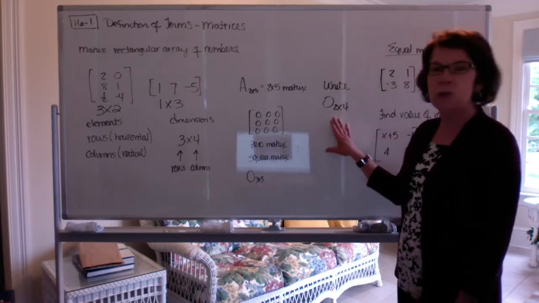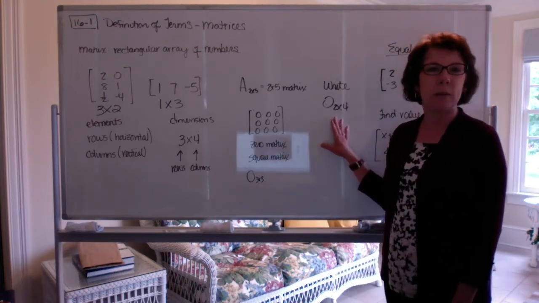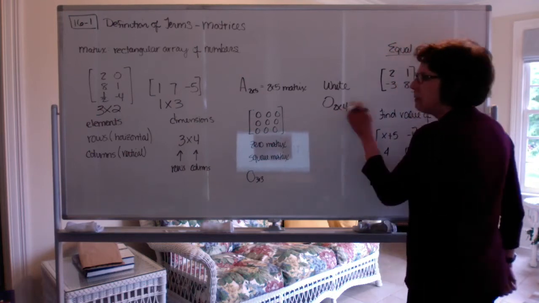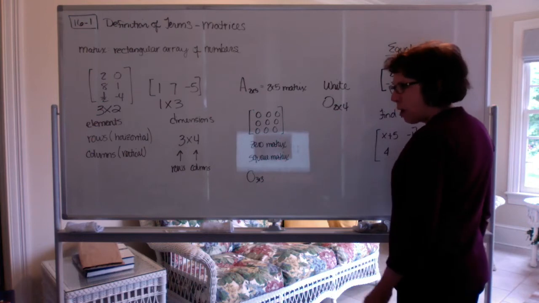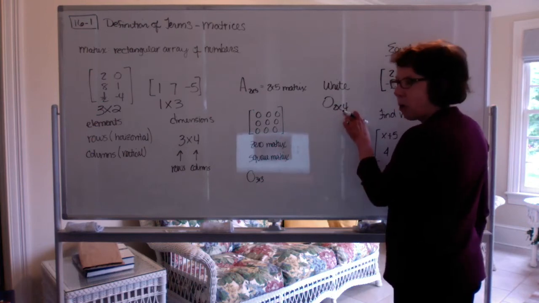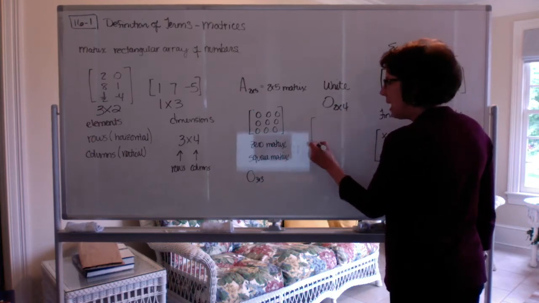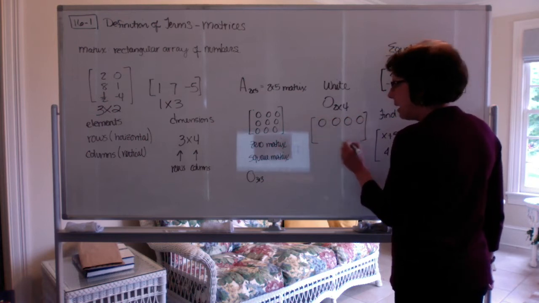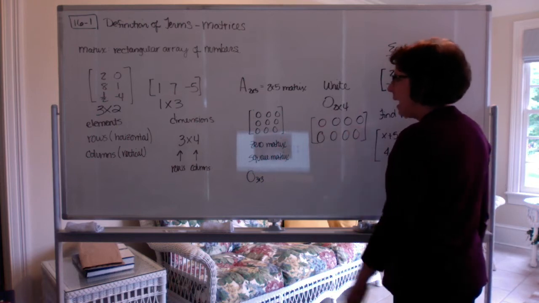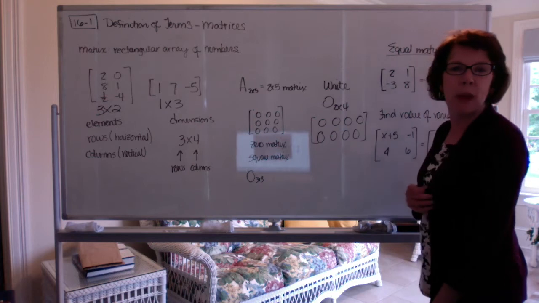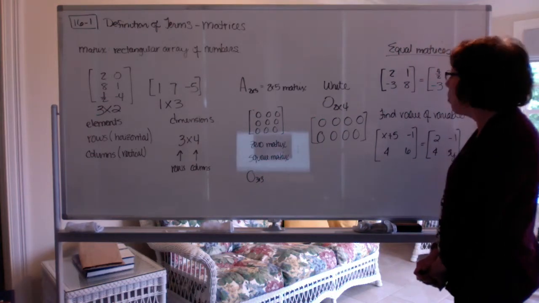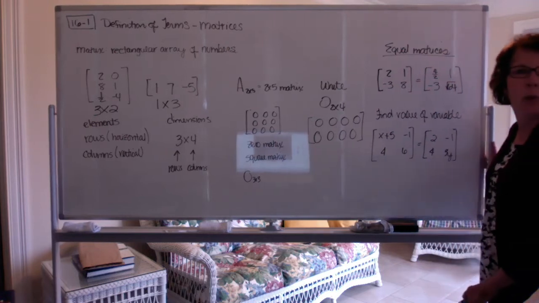So if I told you to write a 0 matrix with the dimensions 2 by 4, then we would do it like this. Well, what does the 2 mean? The 2 means that it has 2 rows and it has 4 columns. So let's go ahead and put 1, 2, 3, 4 columns, and then we'll have 2 rows, 1, 2, 3, 4. And so that's what we would write for a 0 matrix that has dimensions 2 by 4.